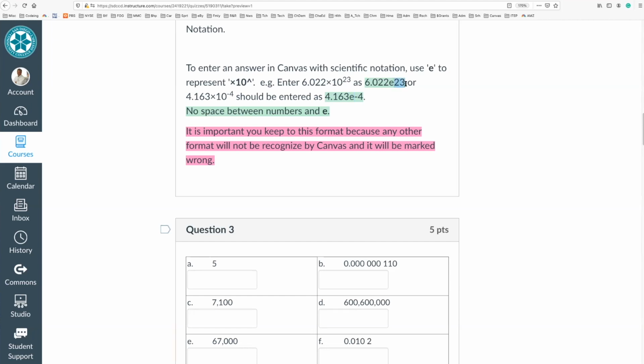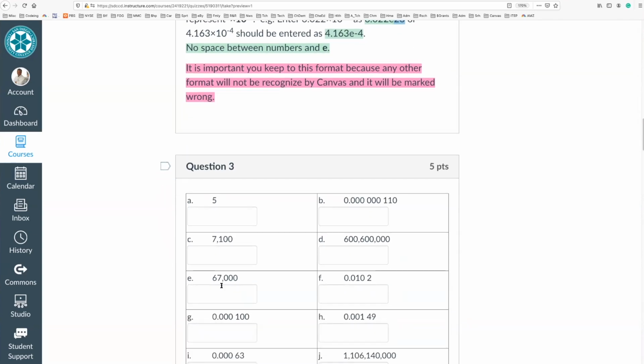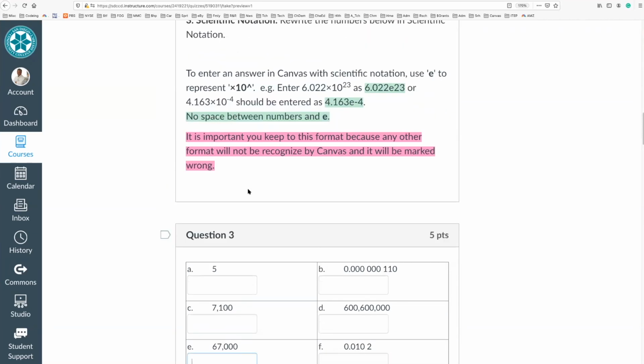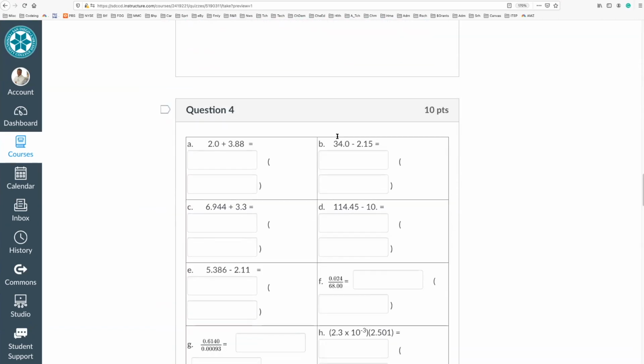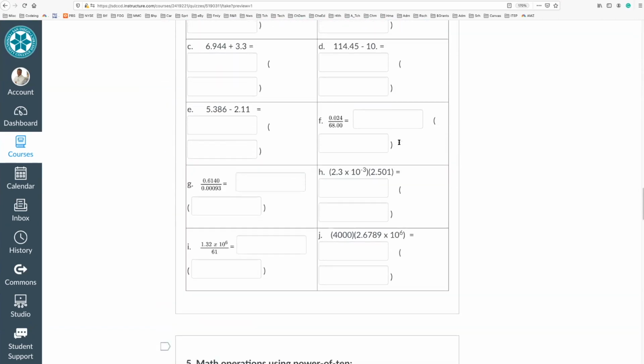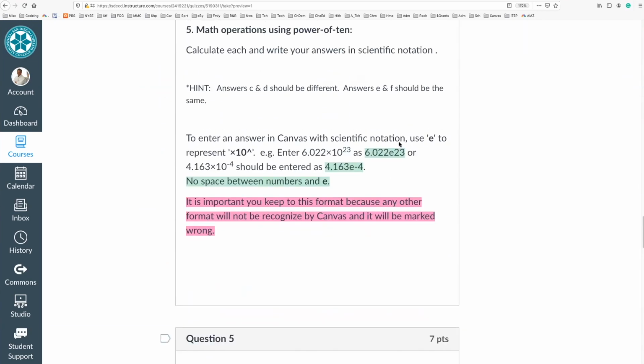You're always going to use that nomenclature when you have a computer. Okay, so something like this would be 6.7 e to the 4th. Don't write 6.7 times 10 to the 4th, because that's not the notation that's in the directions here. The rest of these are addition, multiplication, the rules for doing that.